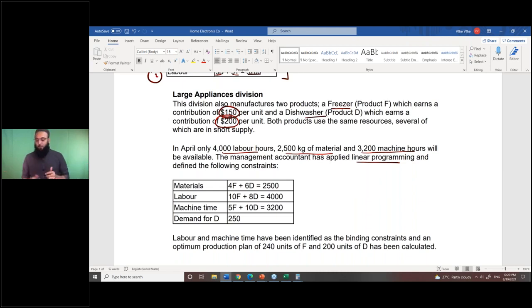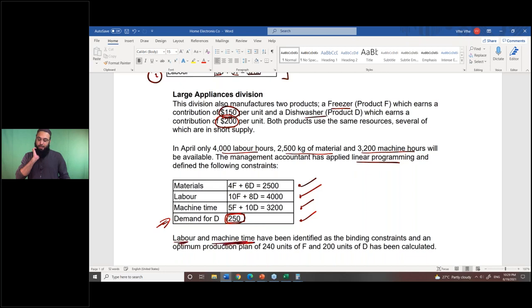Okay. So in fact, 4 limiting factors are here. 4, not 3, 4. Material is a resource one, labor, machine time, and also there is a demand-based limiting factor, that D maximum can be 250. Demand-based limiting factor as well. 4 limiting factors. Right.